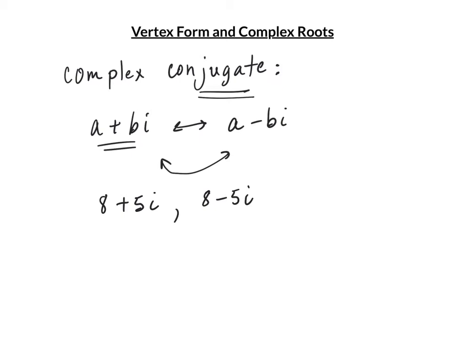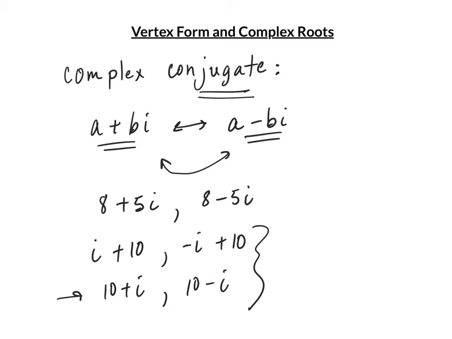And if I write it in a different order, and I don't write it in a plus bi form or a minus bi form, if I say i plus 10, you have to be aware that the conjugate is negative i plus 10. Only the i part changes. But normally we'll write it as a minus bi and a plus bi, meaning I would write it as 10 plus i and 10 minus i. These two are the same though, so it really doesn't make a big difference.